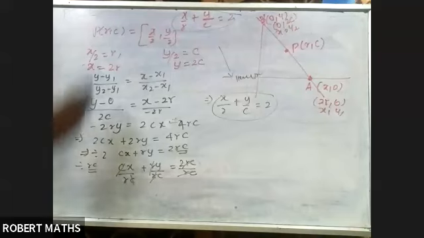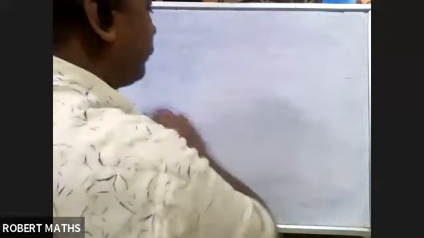Find the equation of the line passing through the point 1, 5 and the coordinate axes in the ratio 3:1.